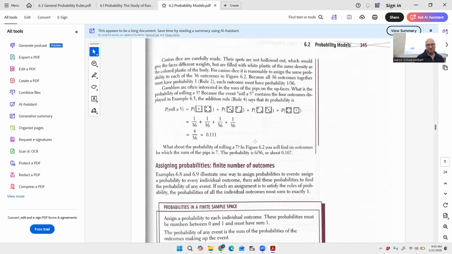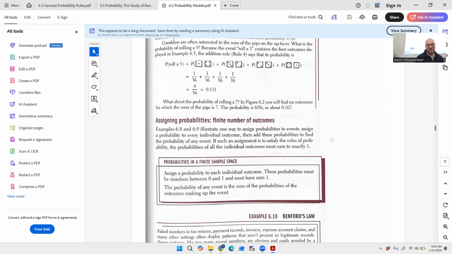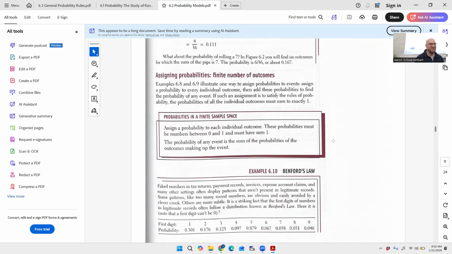Okay, probabilities of rolling dice. So they're saying the probability of rolling a 5 is 4 out of 36 or 0.111, and they've shown all the possibilities. I think just making the table is often easier.